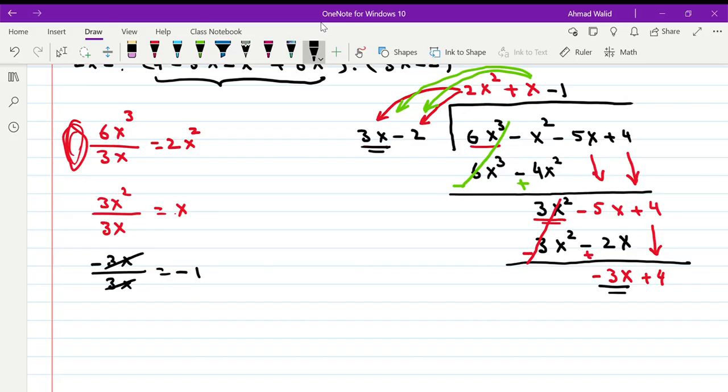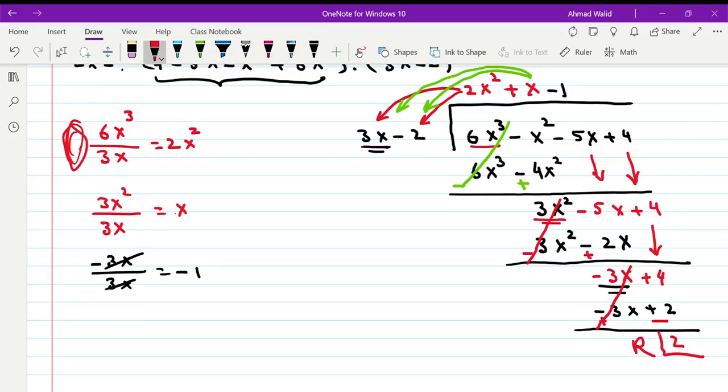Distribute. Negative 1 times 3x gives you negative 3x. Negative 1 times negative 2 gives you positive 2. Now change the sign and subtract. Positive, negative. These two cancel out. Positive 4 minus 2 gives you positive 2. Stop here. This is your remainder.